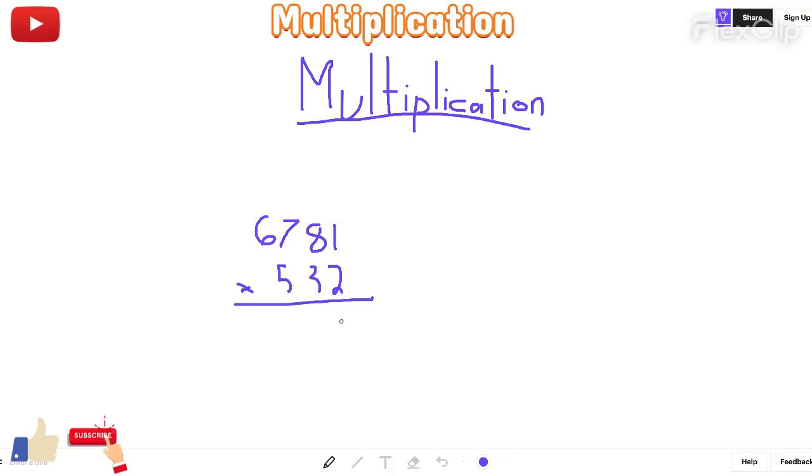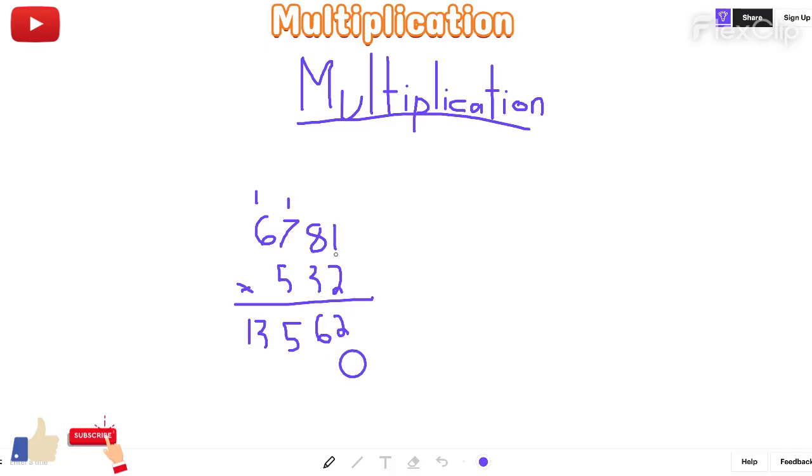We do 2 times 1, 2. 2 times 8, 16. We carry the 1. 2 times 7, 14. Plus 1, 15. Then we do 2 times 6, 12. Plus 1, 13. Then we add a 0 for our place value.